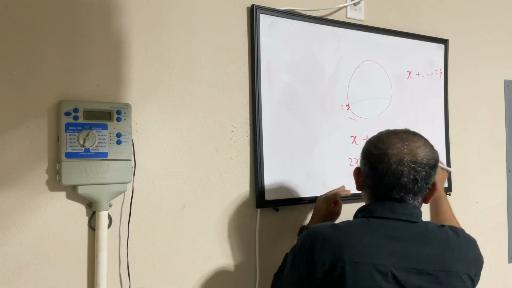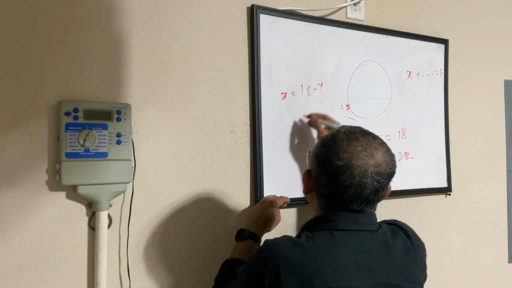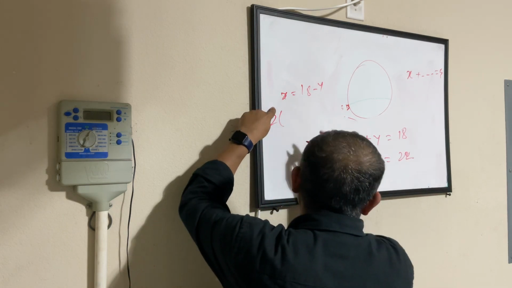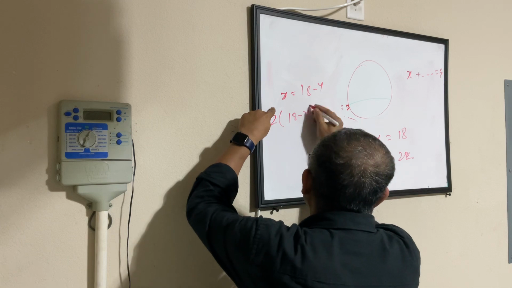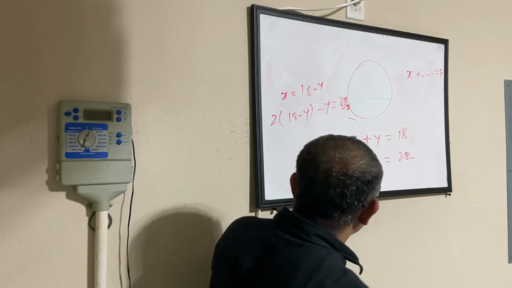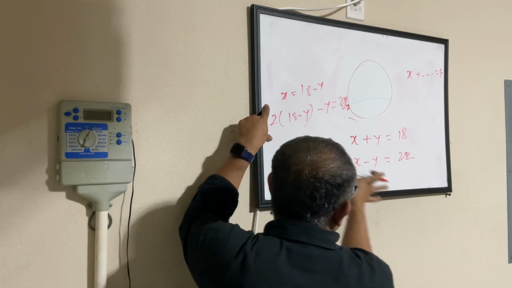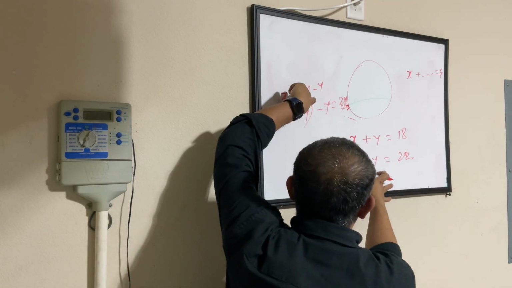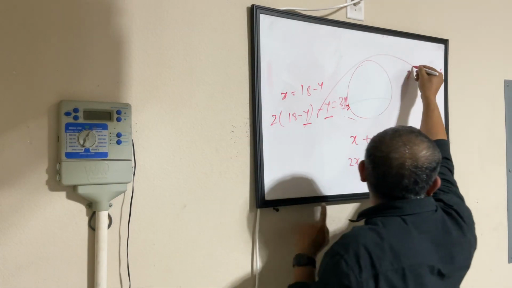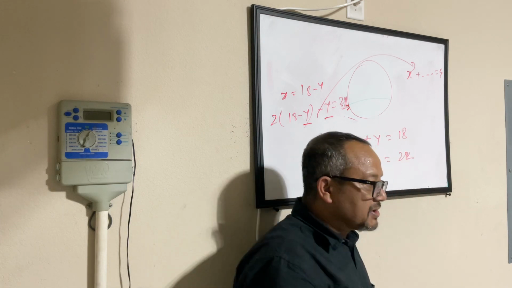So here, let's say you take x equal to 18 minus y and put this value in the second equation. So 2 times (18 minus y) equal to 22. So what happened was when you substituted, you converted this equation with 2 variables into an equation with 1 variable, only y. That is your desired state. This is called the method of substitution.